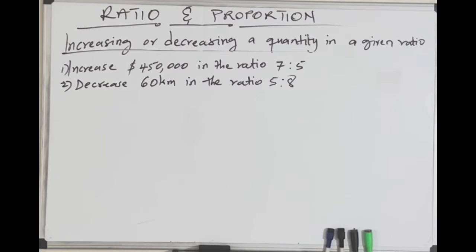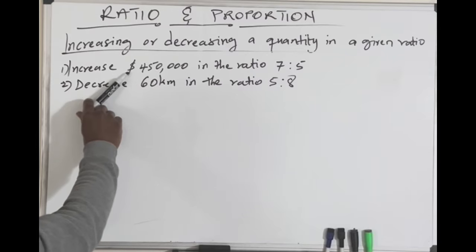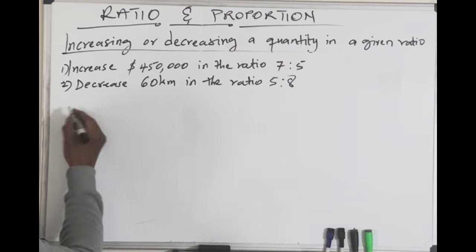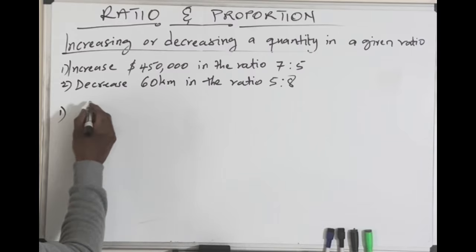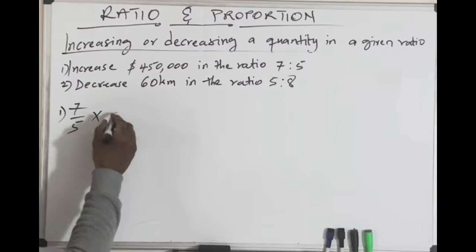Let's see this example. It says we should increase $450,000 in the ratio 7 to 5. So just 7 over 5 multiplied by what?